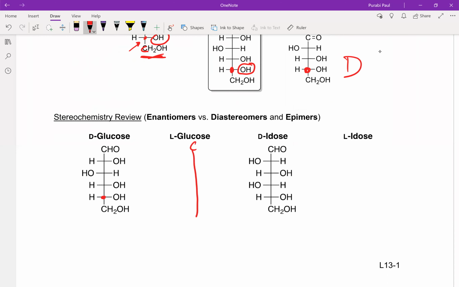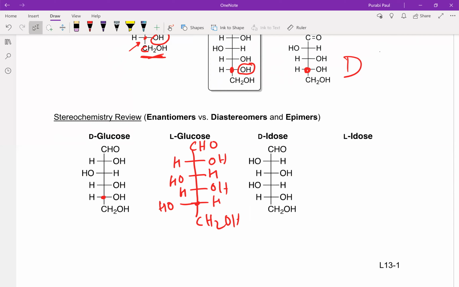So you draw your skeleton. The way I like to do it is draw lines, okay? So nothing happens to this carbon, nothing happens to that carbon, nothing happens to this carbon. This is the penultimate carbon right here. And what do we do to that? We switch the configuration. Before, when it was going to the right, it was D, so I make the OH go to the left to make it an L. So there you have it, okay?